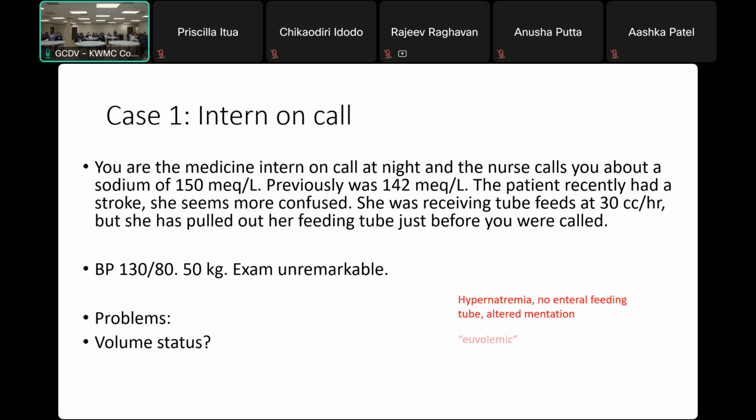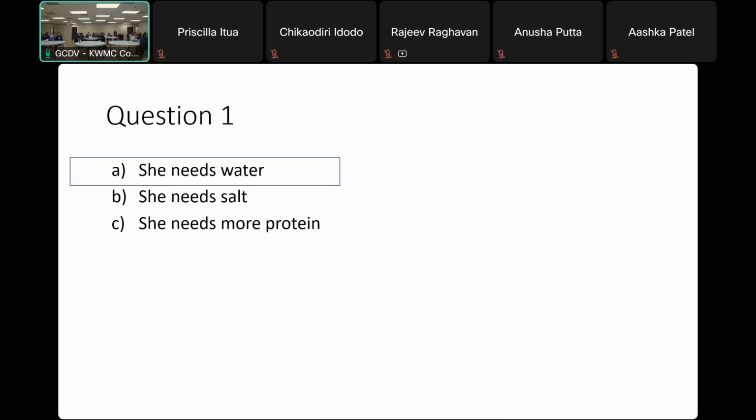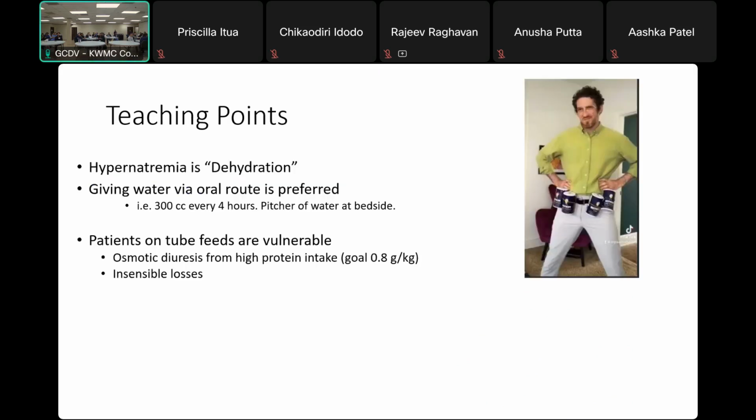So euvolemic status, why she's hypernatremic. I think the big thing is this patient needs water. And again, all you're going to be deciding with IV fluids is the patient needs water or they need salt. That's really the main question. If their volume status is normal, they usually need water. If their volume status is low, they need salt. Water is D5 water. Salt is going to be either lactated Ringer's or isotonic saline.